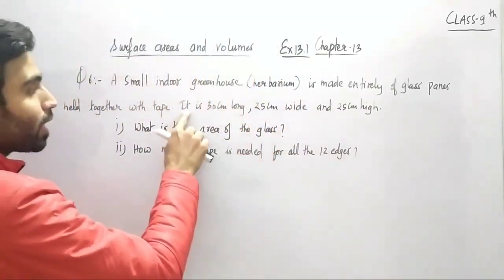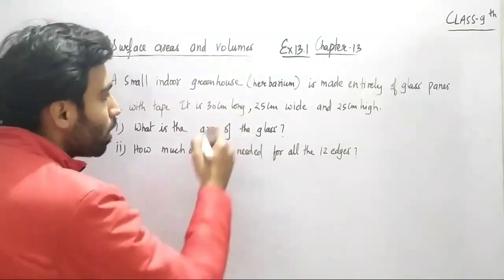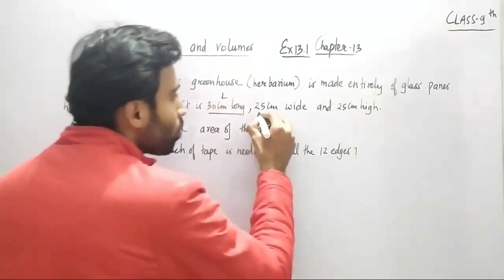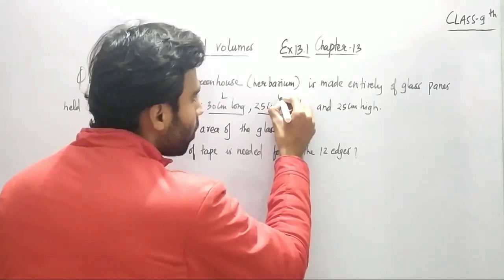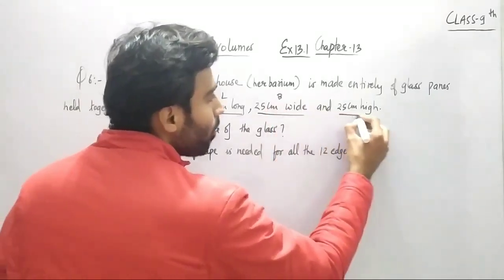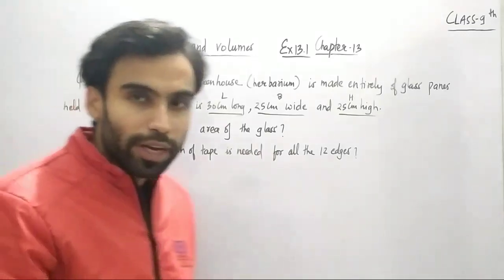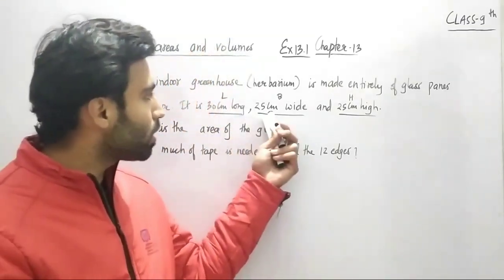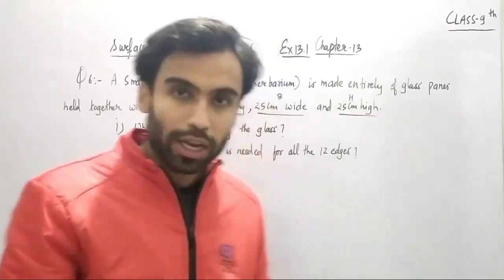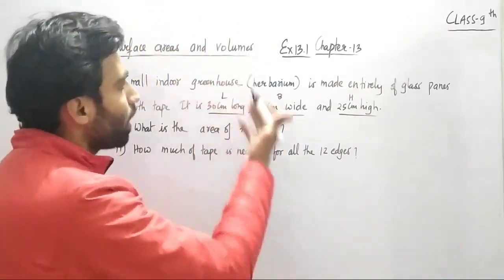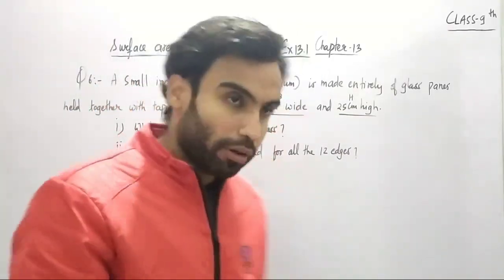Now further you can see it is 30 centimeter long. So that is the length given here. 25 centimeter wide, that is the breadth here, and 25 centimeter high, that is the height. So यहाँ पे हमें length, breadth और height given है. Now you can see all the three dimensions are different. तीनों अलग अलग है. That means this small indoor greenhouse is a cuboid, right?